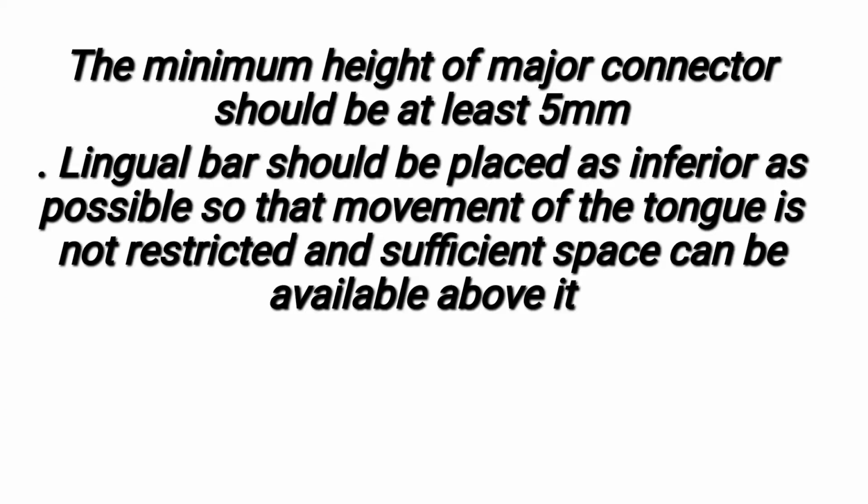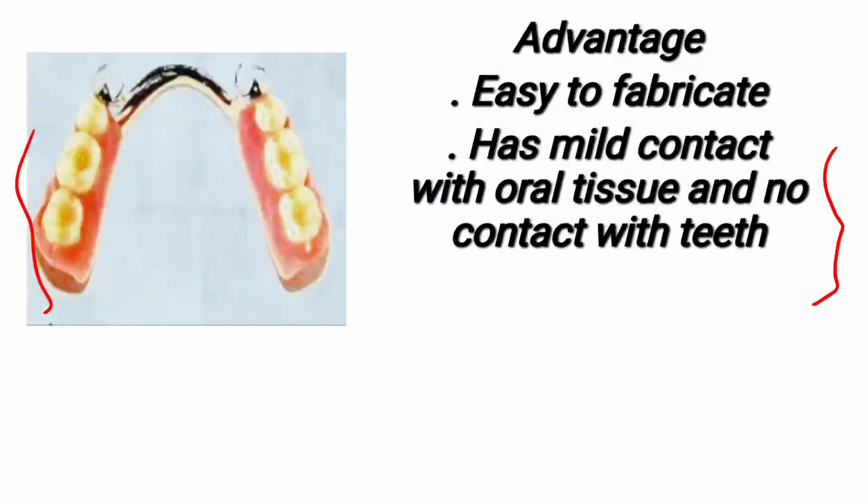The minimum height of the major connector should be at least 5 mm. The lingual bar should be placed as inferior as possible so the movement of the tongue is not restricted and sufficient space can be available above it. This point is very important. The lingual bar should be placed as inferior as possible so that the movement of the tongue is not restricted and sufficient space can be available above it.